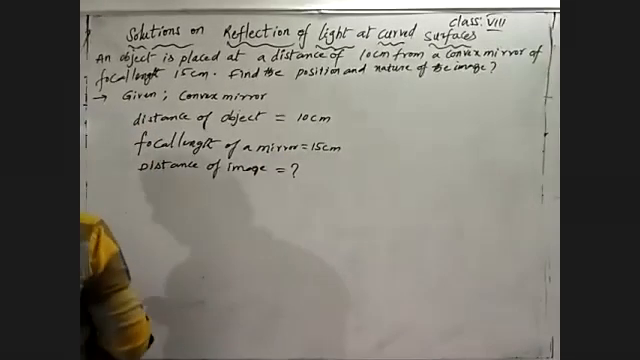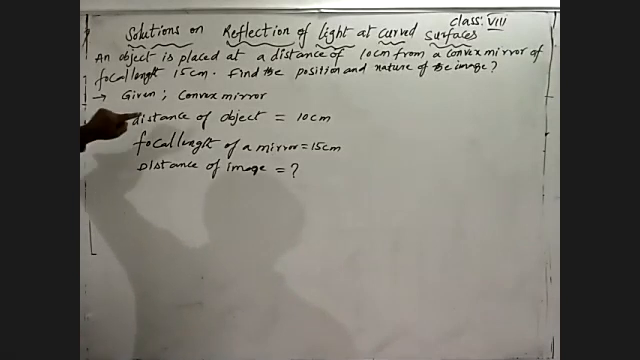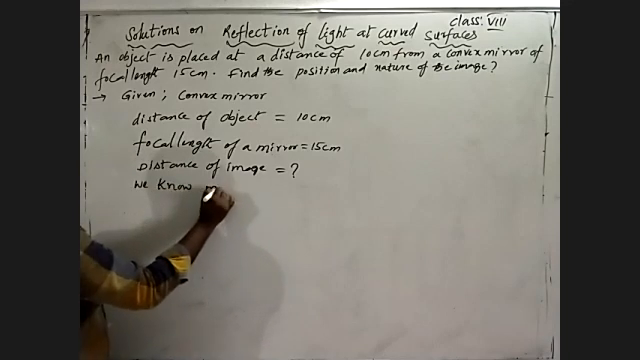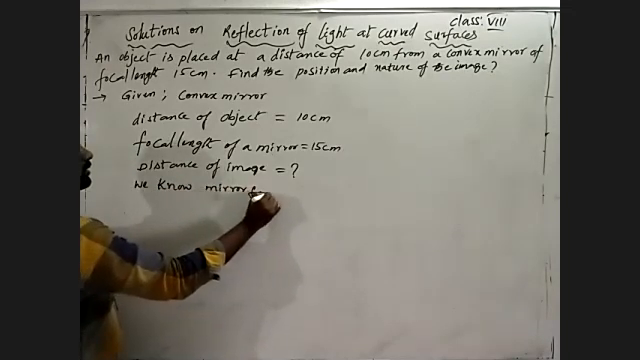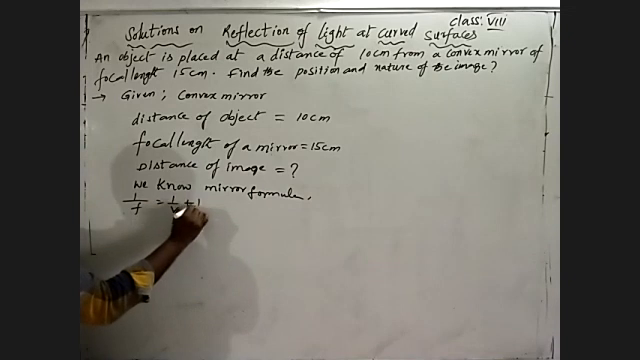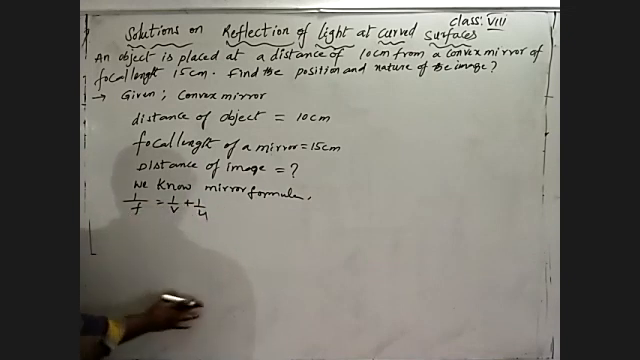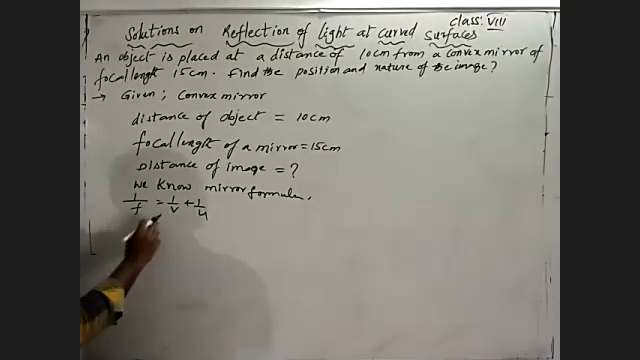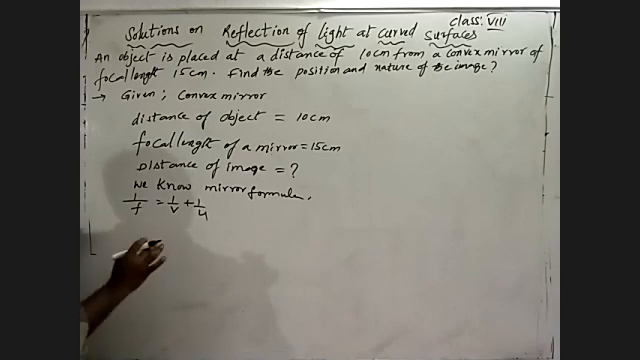Generally, the distance of the object is 10 centimeter, the focal length of the mirror is 15 centimeter, and we have to find the distance of the image. To solve that, what do we know? The mirror formula: 1 by f is equal to 1 by v plus 1 by u. Is it or not? Yes. Now we have to find the image distance. For that we have to apply the sign convention for the mirror.